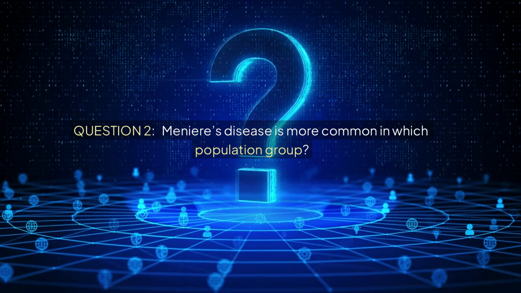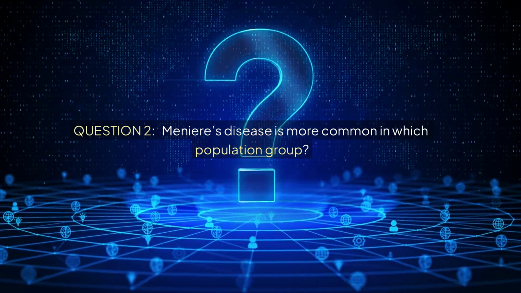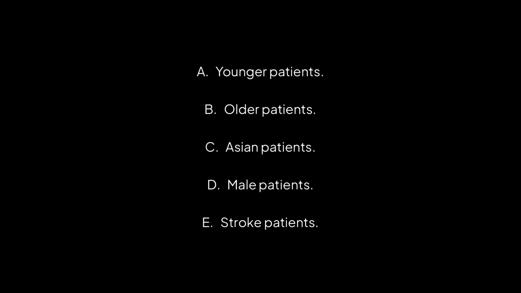Question 2. Meniere's disease is more common in which population group? A. Younger patients. B. Older patients. C. Asian patients. D. Male patients. E. Stroke patients. The answer is B.